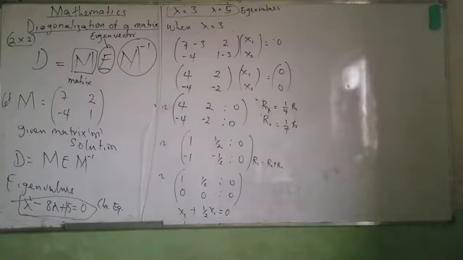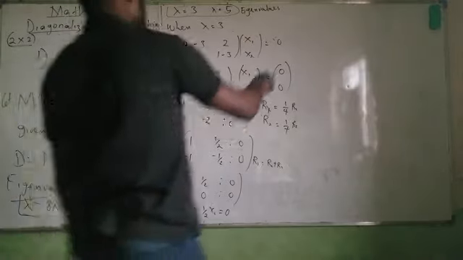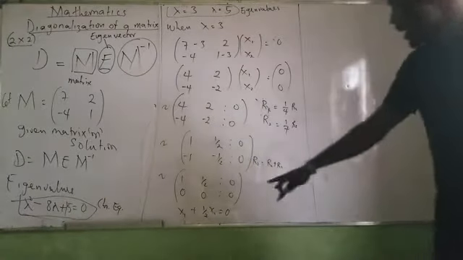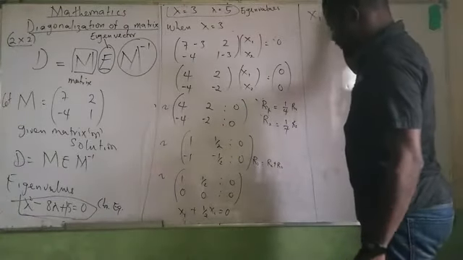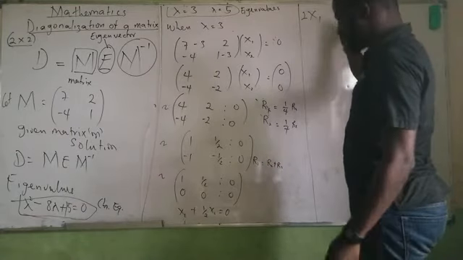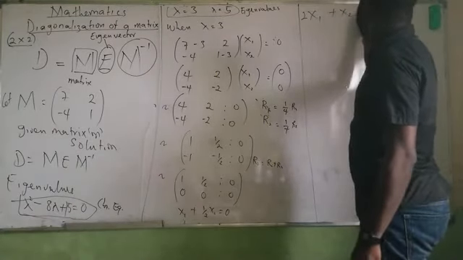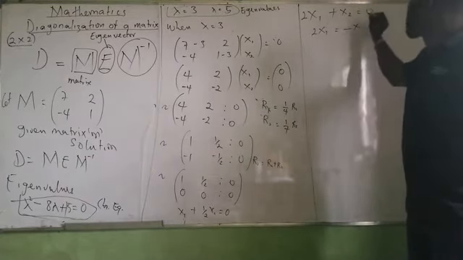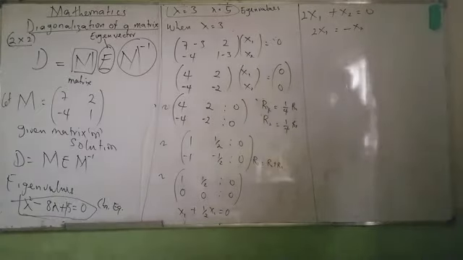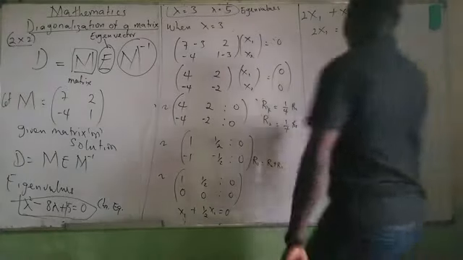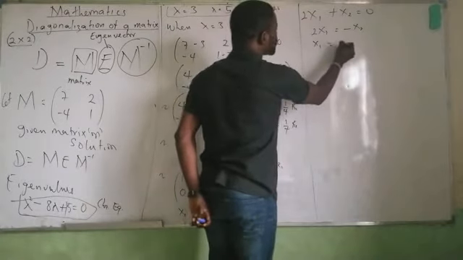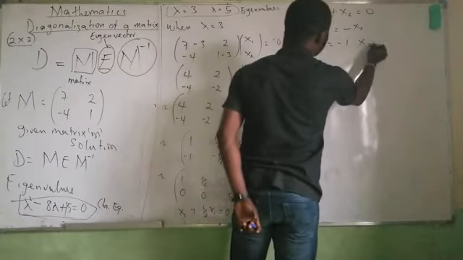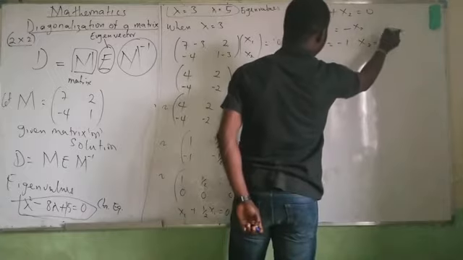Now, since I have this, what I need to do now is to continue by having my x1, 2x1 plus x2 equals to 0. 2x1 equals to minus x2. Now, for what I'm having now, I can say my x1 equals to minus 1. My x2 equals to 2.